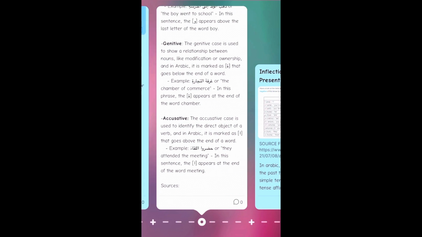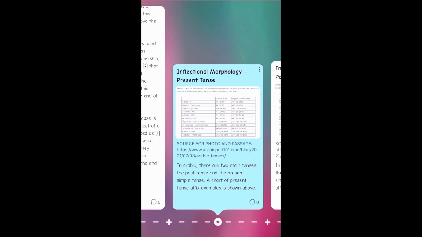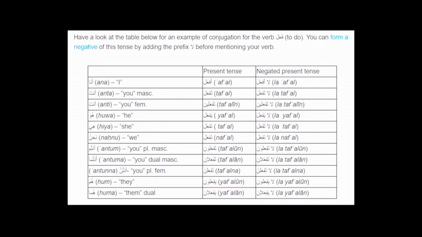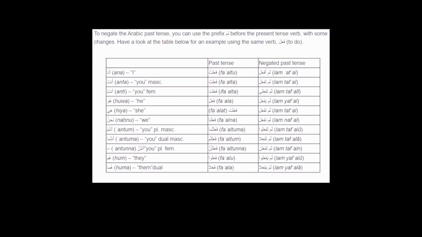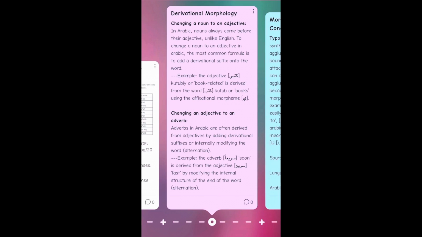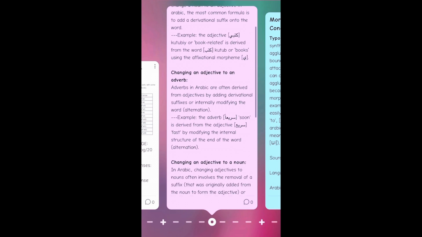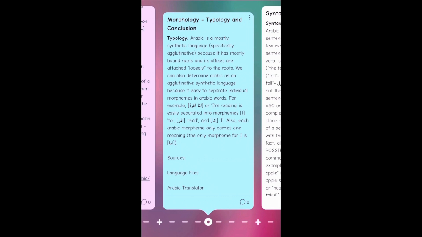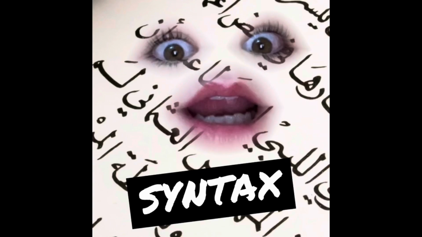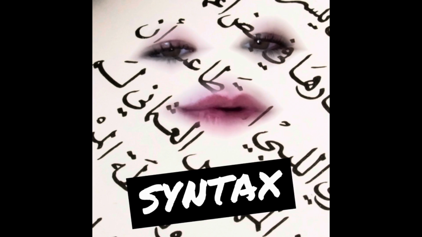Now let's look at the present tense in Arabic. And the past tense. Next, we'll look at some ways to change lexical categories in Arabic, and I'll give you a moment to pause and read through them before we continue. And lastly, Arabic is a synthetic agglutinative language. Now that we've traveled through morphology, let's move on to syntax.